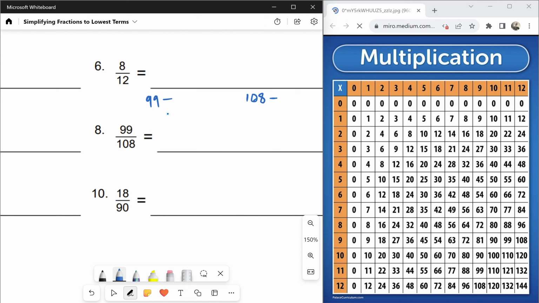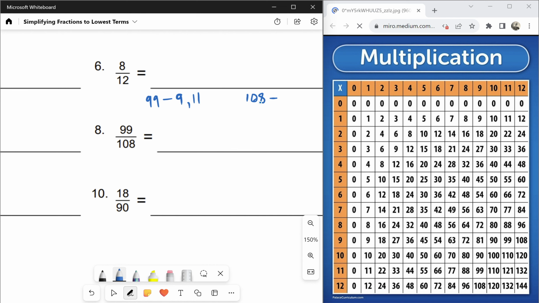It's worth a try. So, 99. I'm going to look in my multiplication table for 99. There it is right there. I see it. 99 can be divided by 9 and 11. Okay, 99 can be divided by 9 and 11. So I'm going to list them actually. 9 and 11. Those are the two numbers that 99 can be divided by and give us a whole number.